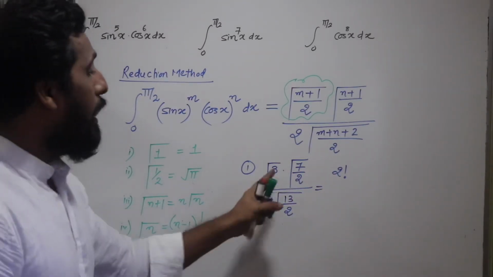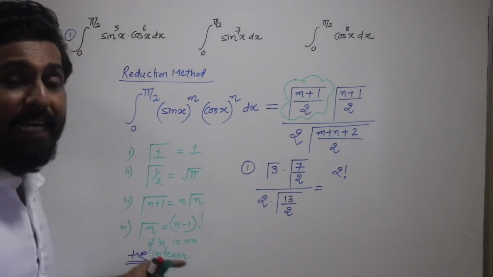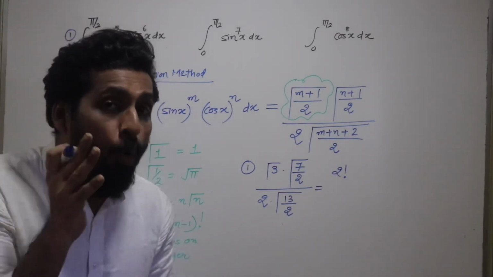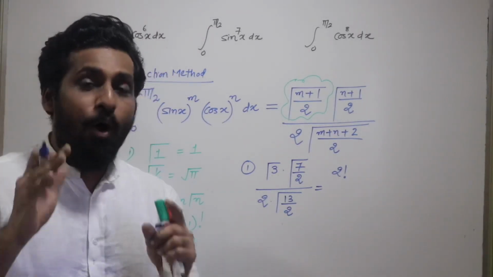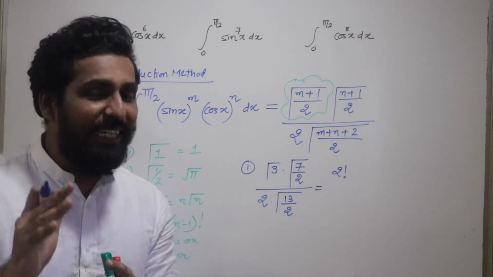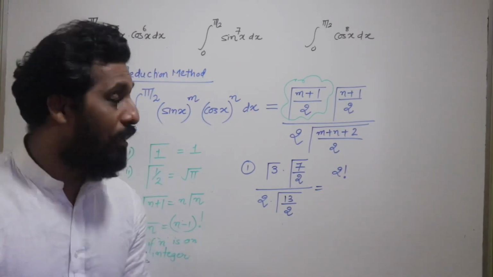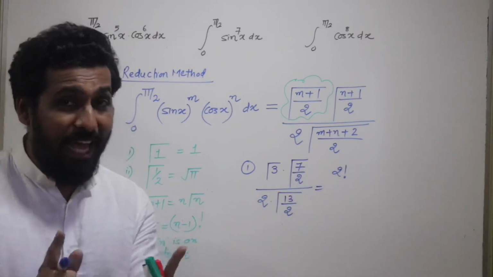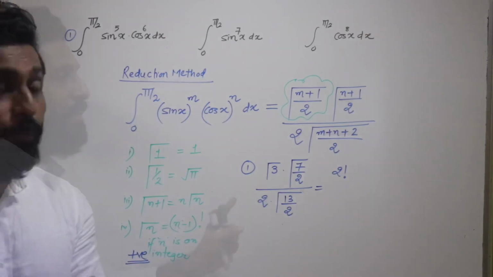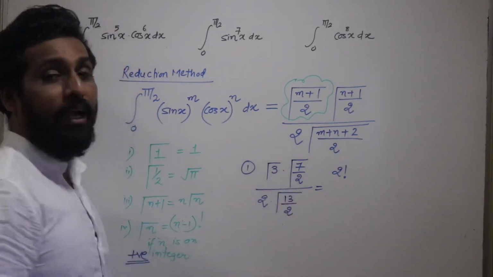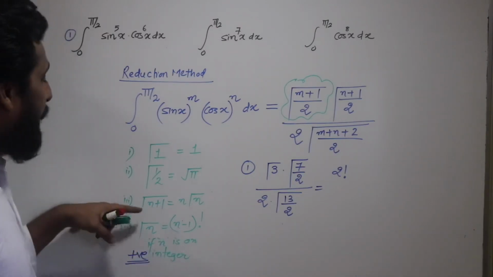But remember, gamma 7 by 2 cannot use this formula. This formula is applicable only and only for integers. Make sure that you use this formula only and only when you have integers. Otherwise, this formula is not applicable. So 7 by 2 is not an integer, it's a fraction. That means this formula cannot be used. So gamma 7 by 2 cannot use this formula of gamma n.